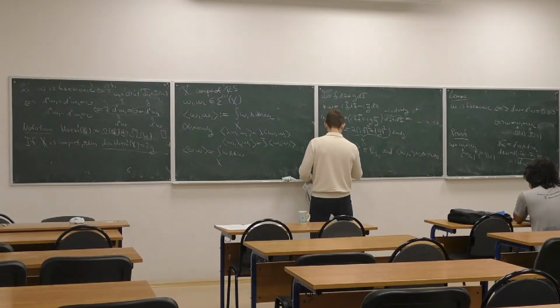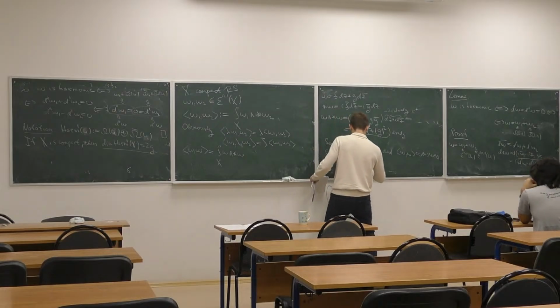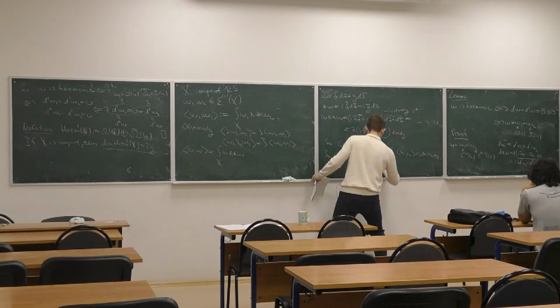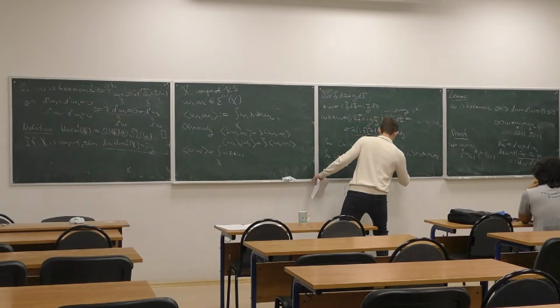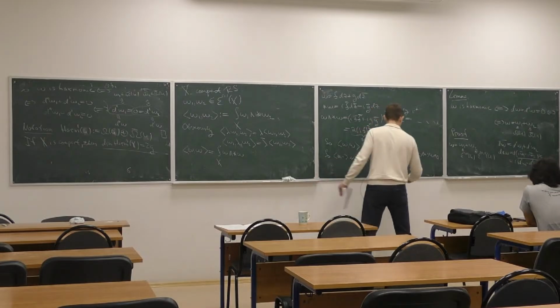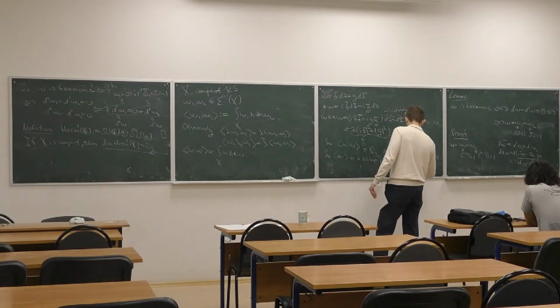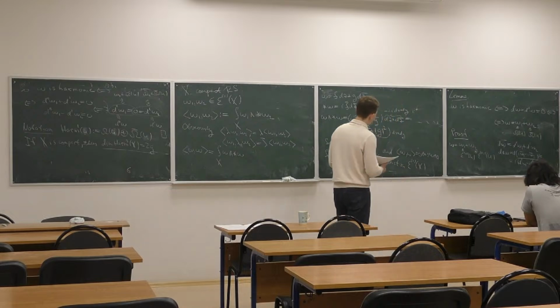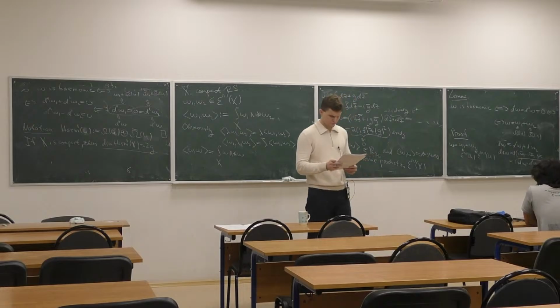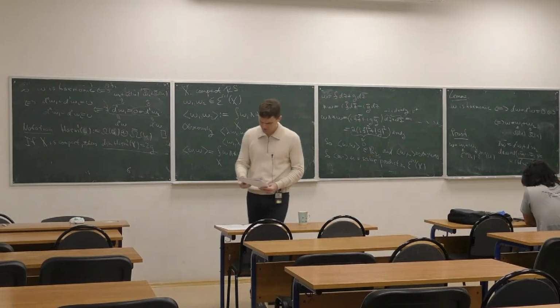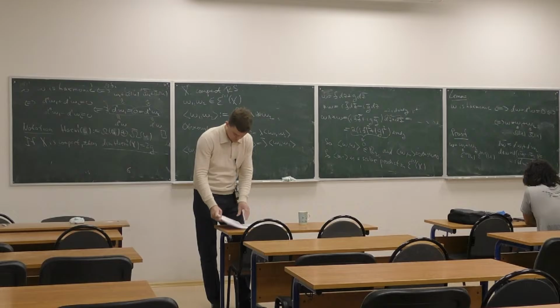So this is a scalar product on the space of smooth one forms on a compact Riemann surface. Okay, so we have to finish. Then we will continue in the next lecture.